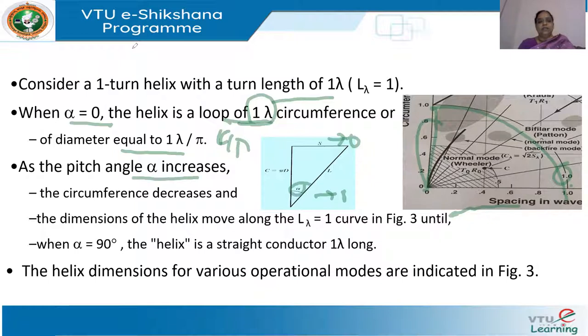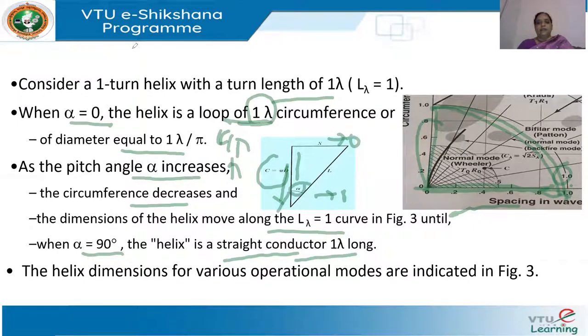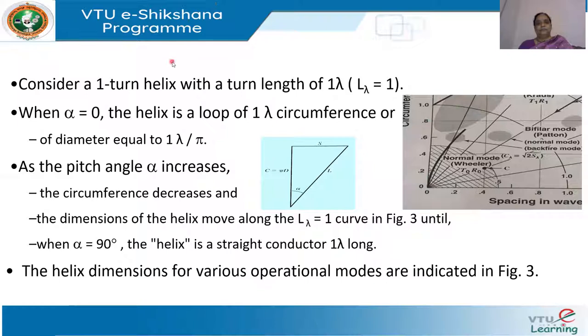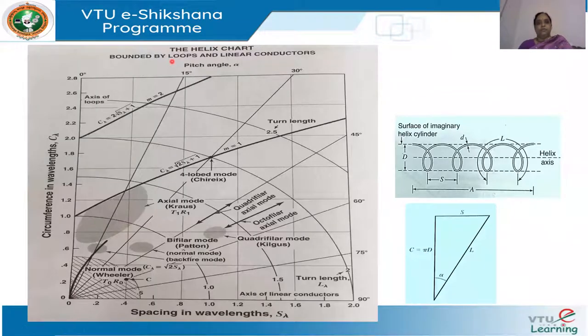The other case is when you increase the pitch angle: when alpha increases, the circumference decreases. Once again, you move around this same curve, L by lambda equal to 1, until alpha becomes 90 degrees. Once alpha is 90 degrees, C is tending to 0, and the helix becomes a straight line. This is the axis of linear conductor, and the conductor is 1 lambda. As we have seen, the various operational modes are also represented in the figure. So we have finished the helix chart, and this is the complete one for the turn length L equal to 1 lambda, and we can see the other extremes.